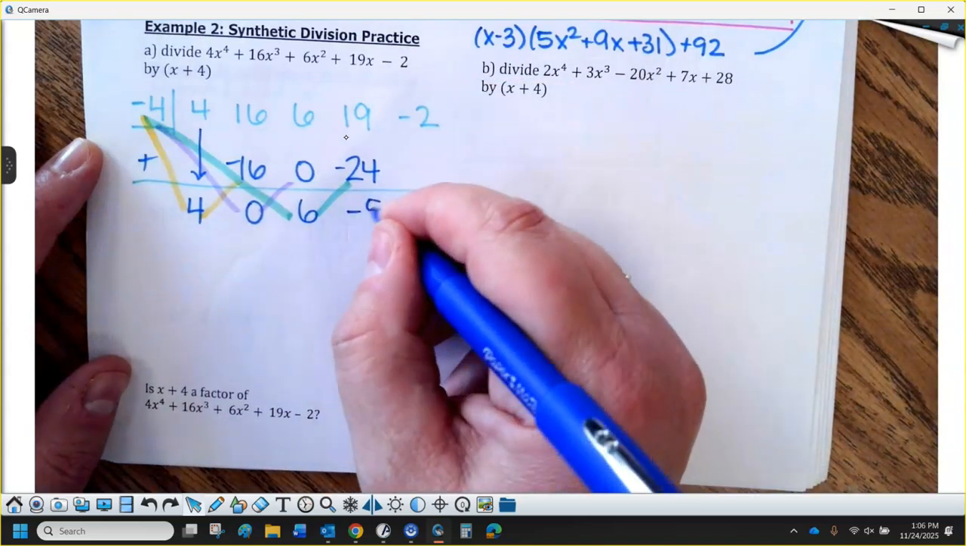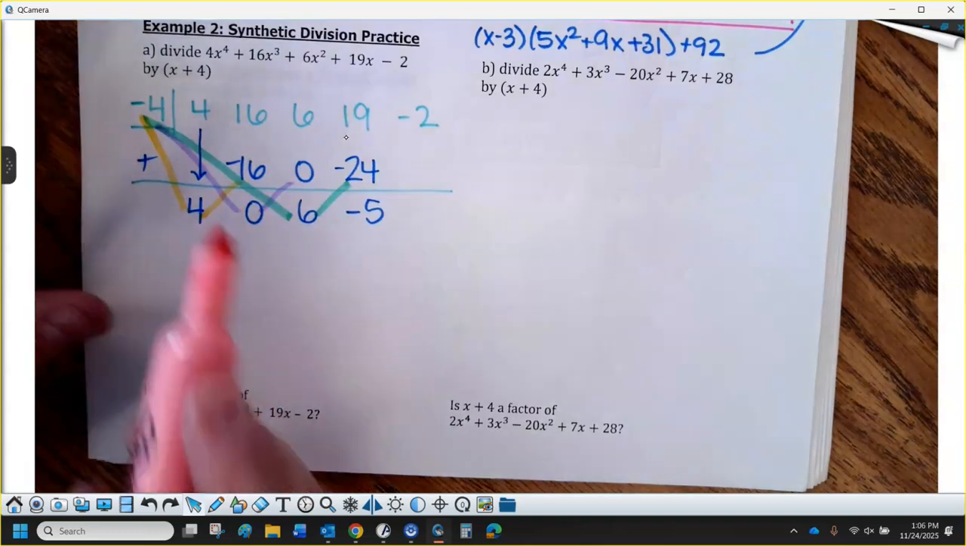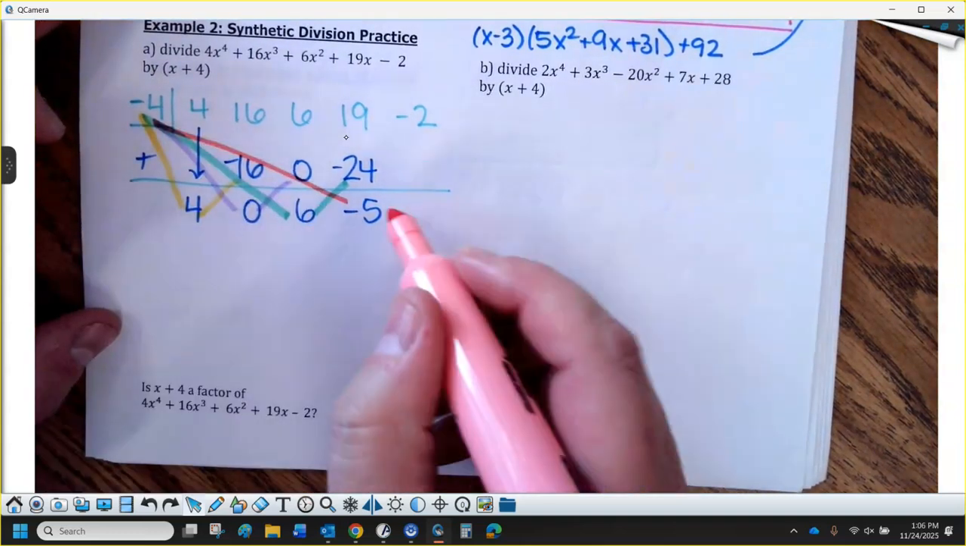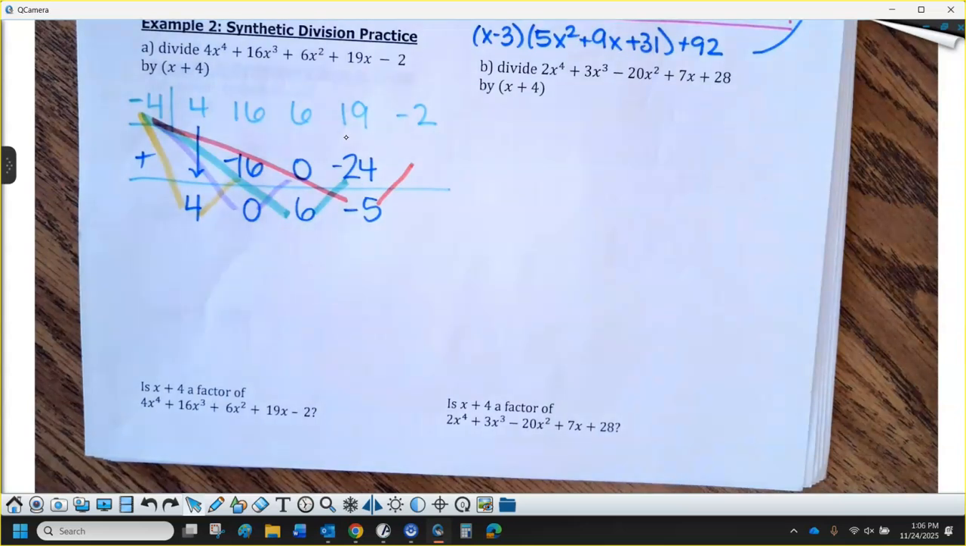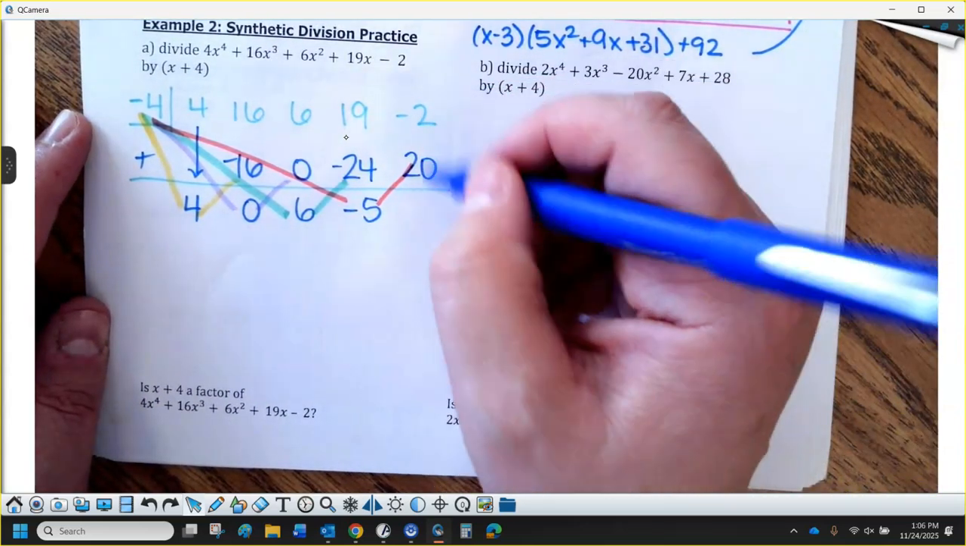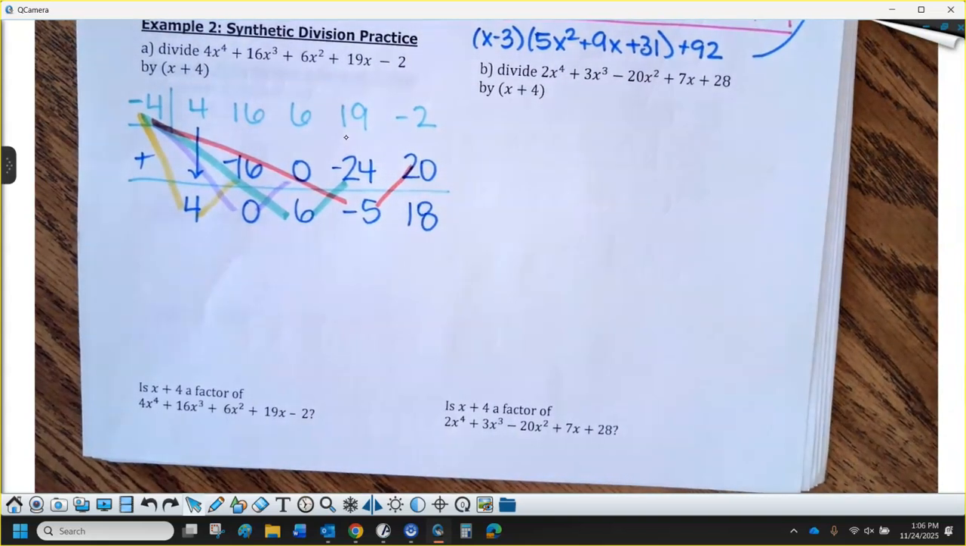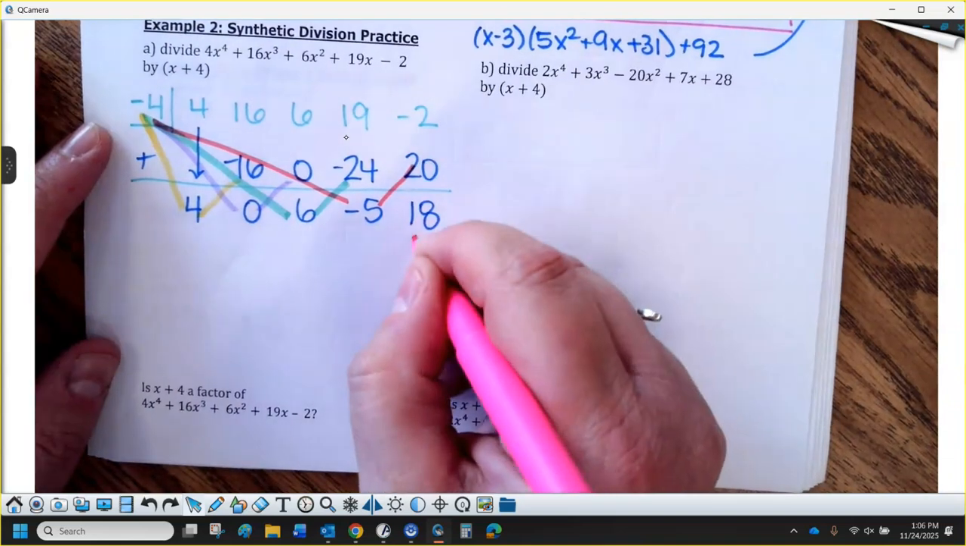So I'm going to get negative 5. And then I'm going to try to use the color I haven't used yet. And negative 4 times negative 5, that goes in the next open spot. That will be positive 20. And then you add the numbers stacked on top of each other, so that would be 18. Now, all the way to the far right, this is your remainder.